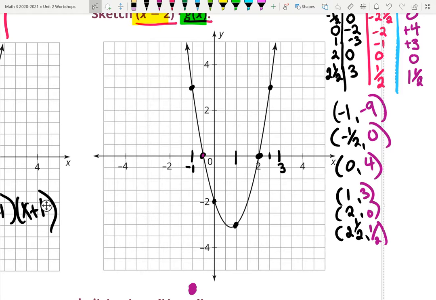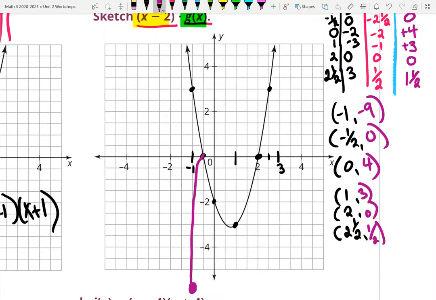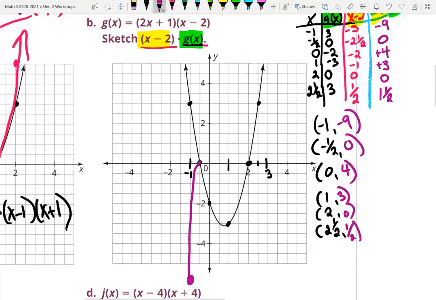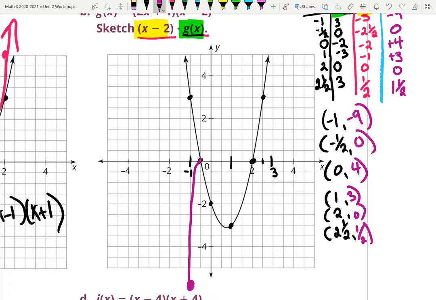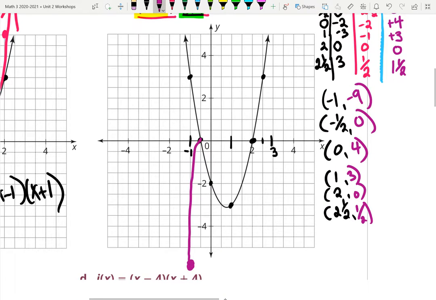At -1/2, it's 0. So you can see from this portion, it would have to rise, and it's going to be increasing when it hits 0. At -1/2, it's 0, the root. The y-intercept is going to be positive 4. So it's going to be here. Then 1, 3. 3 is here. And then 2, 0.